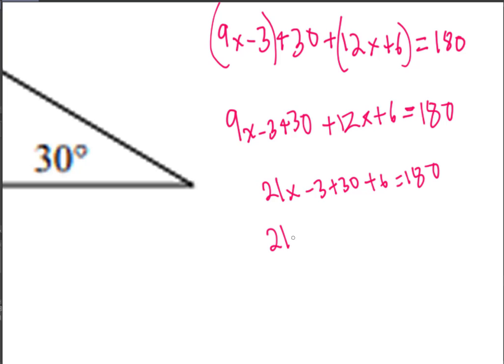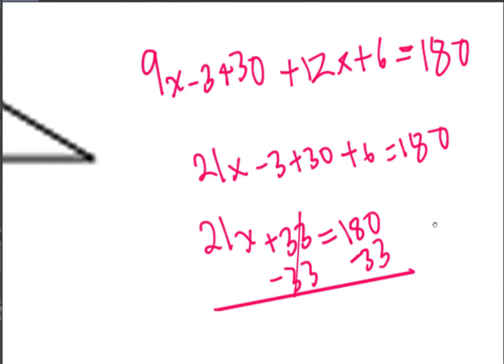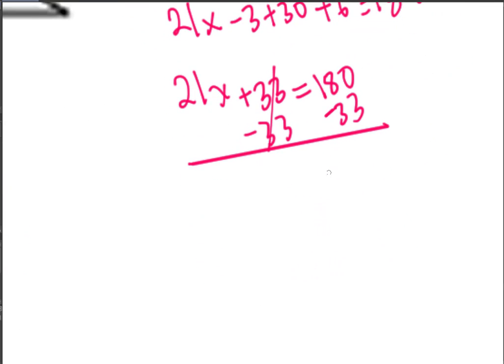I end up with 21x plus 33 is equal to 180, right? Subtract 33 from both sides. So I should get, what's that? 180 minus 33 is going to be 47. 47 is equal to 21x.